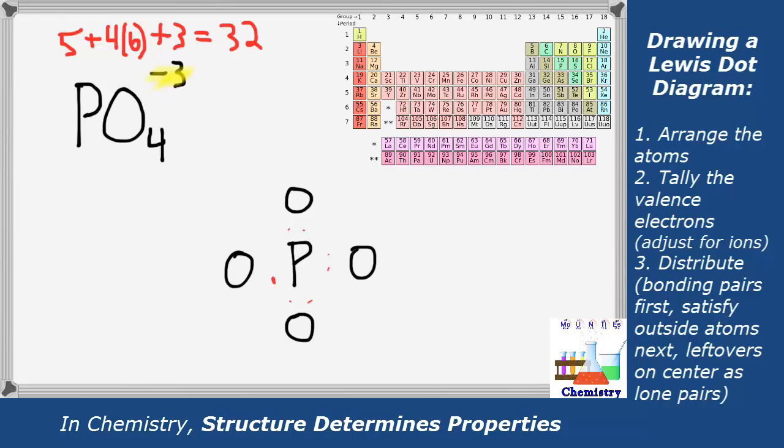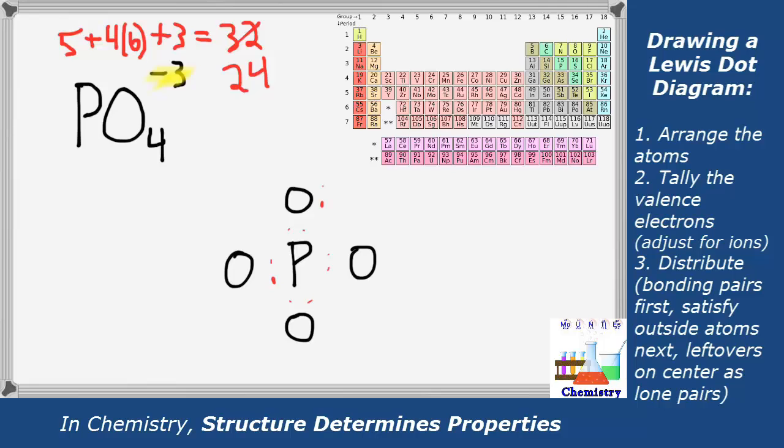The small dots seem to be working better here. So, all right, that takes care of 8. So now we're down to 24. And remember that we need to satisfy the outer atoms first. Each of those atoms, the oxygens, needs 8 to be stable. So they need a full octet, and they're going to need 6 more each.